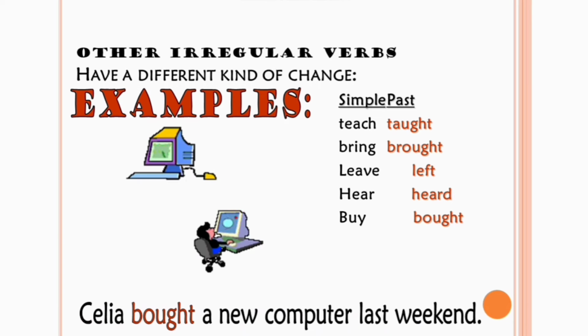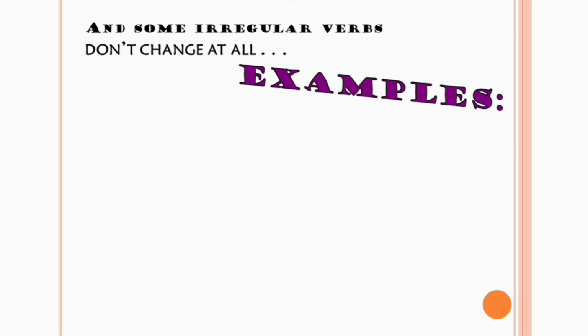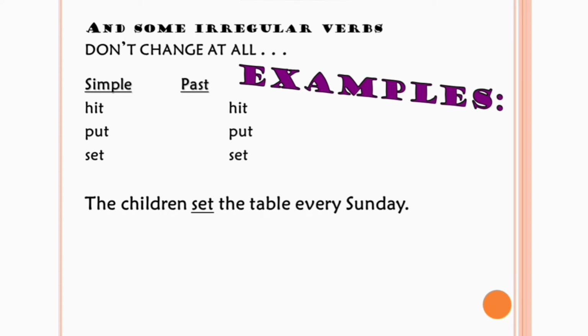And some irregular verbs do not change at all. Here are some examples. Hit, hit, put, put, sit, sit. The children sit the table every Sunday. The children set the table last night.